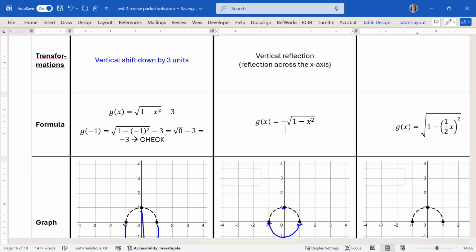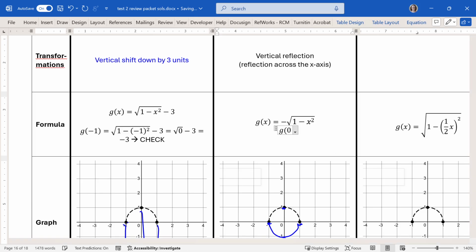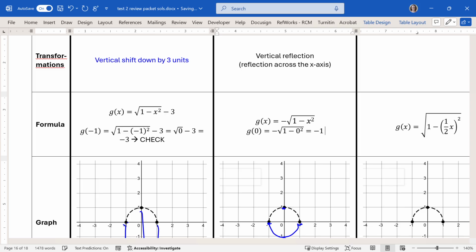And again, test a point. The only point that changed was the one at x equals 0. So if I plug in 0, do I get -1 like I want to get? Let me plug into this formula. 1 minus 0 squared. This is simplifying to -1. Yeah, so I got the right value here. So check.